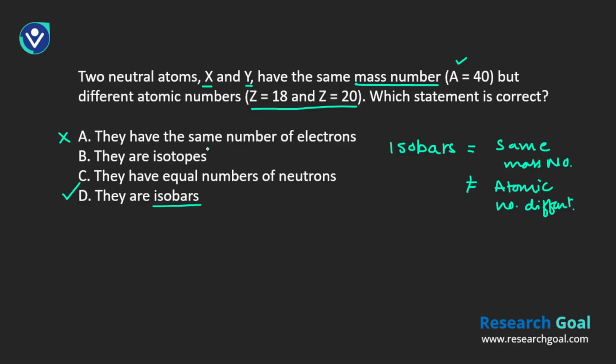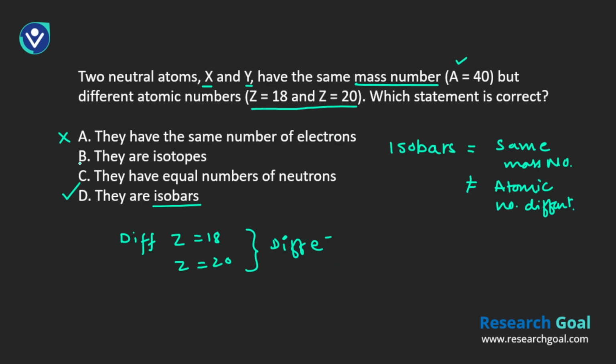Coming to option A, they have the same number of electrons. The atomic number differs, which means the number of electrons is also going to differ. They are saying they have the same number of electrons, but that is not true because they have different atomic numbers, Z = 18 and Z = 20. So this option is also incorrect.